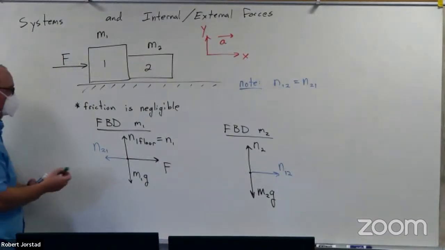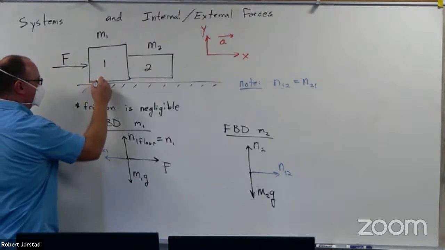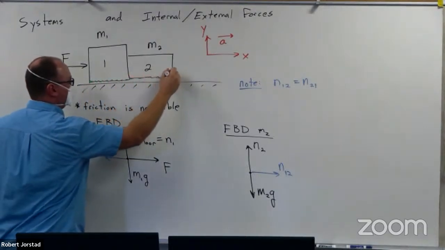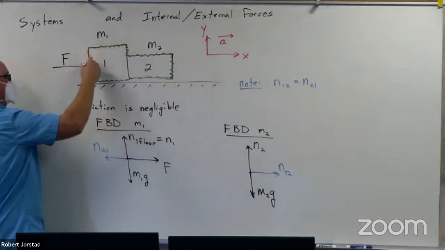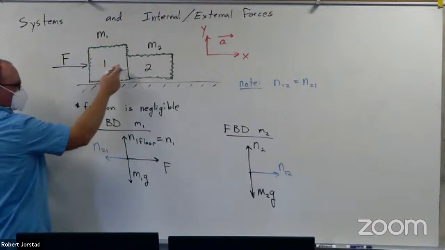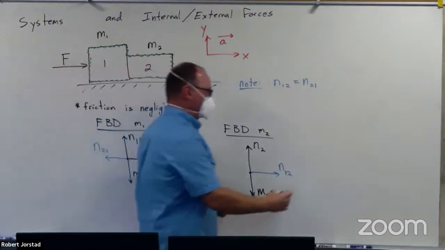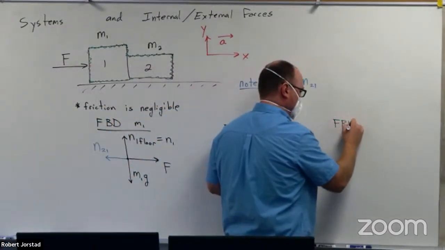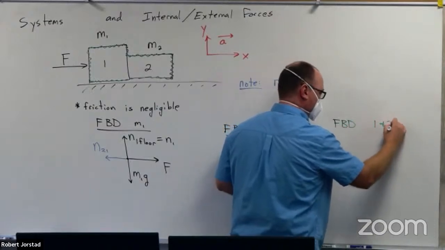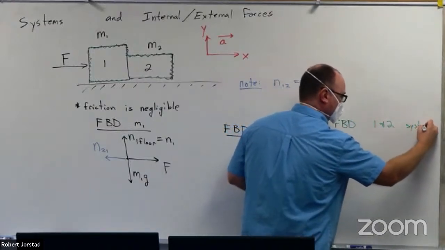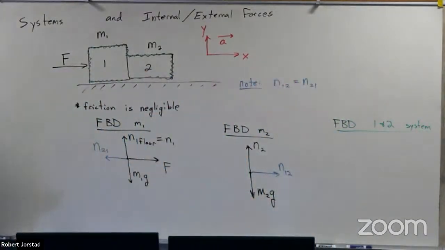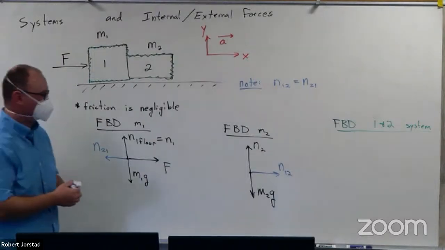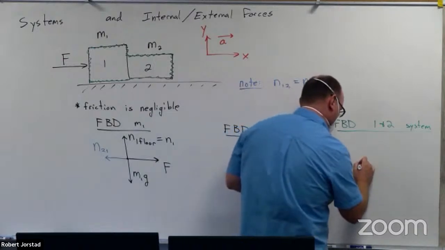Now, I want to get spicy here. I choose to make a mega block. We could group 1 and 2 together and make an FBD of the 1 and 2 system. This is what I mean by a system. Okay? I'm going to group these 2 blocks together. When I do that, I'm just going to draw that here.